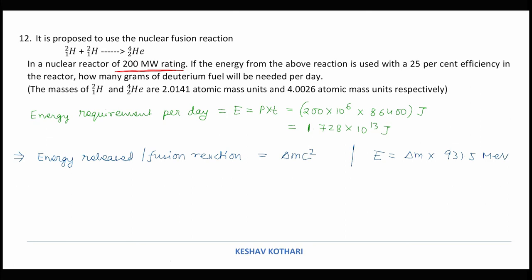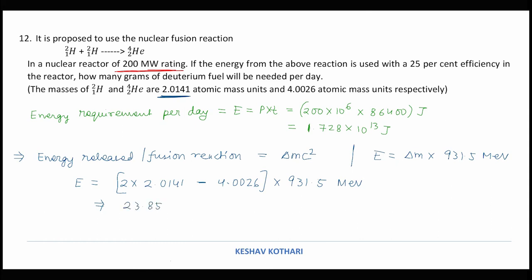So in order to do this, we are calculating the value of energy by calculating the value of mass defect. To calculate the mass defect, I write twice the mass of deuterium atom, that is 2 into 2.0141, and then subtract the value of 4.0026. This is the value of delta m, and we multiply it by 931.5 to obtain the value in mega electron volt. Here we obtain the value as 23.85 mega electron volt.